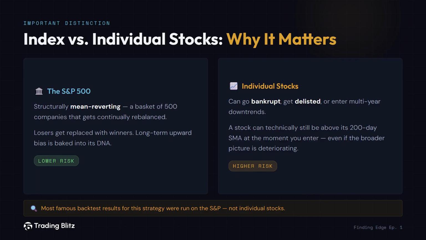Whereas individual stocks can go bankrupt. They can get delisted. They enter multi-year downtrends while technically still appearing to be in an uptrend because they're still above their 200-day SMA level at the moment that you enter. So when we run this initial test, we're going to do it on 100 individual stocks, not on an index. And we should expect the results to look a little bit different than what you might see online. Maybe better with the wins, but maybe worse with losses. That difference in and of itself is a finding that's worth understanding.